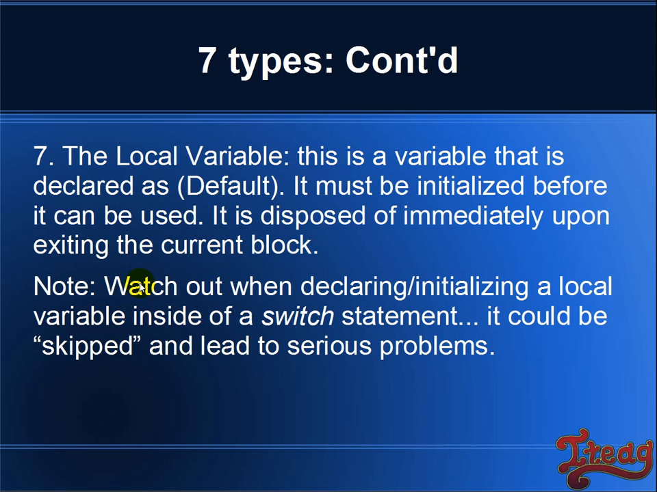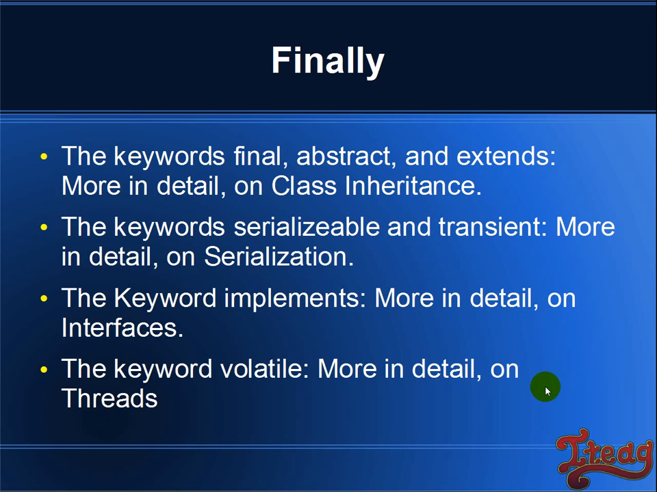Now, big note, watch out when declaring and initializing a local variable inside of a switch statement. If you remember from flow control, switch statements are meant to skip chunks of code. And if you don't initialize a local variable, because you can declare a variable anywhere you want in code, and you do that inside of a switch statement and it gets skipped, and then you try to use it later, ooh, that's a big watch out. So yeah, it could be skipped and lead to serious problems.